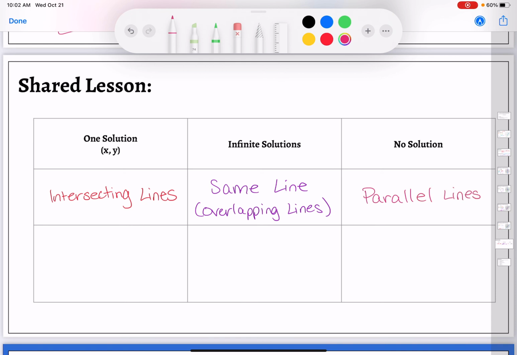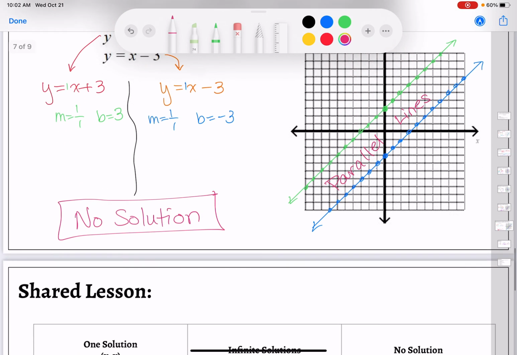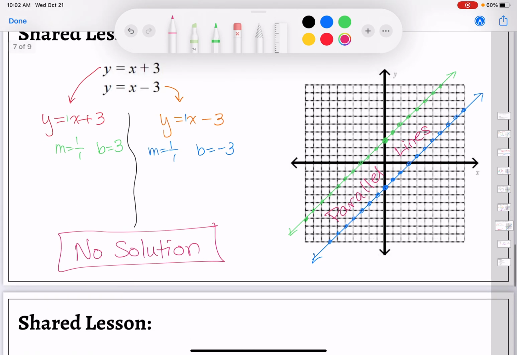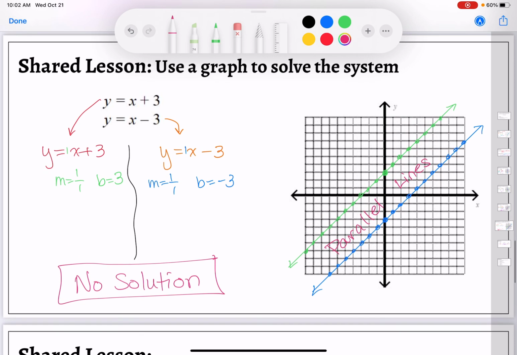And then our no solution, that was when we had parallel lines. Now, what I want to do in this bottom box is I want to go back and actually look at what our equations look like. What can we look for in our equations to know when I'm going to have parallel lines or when I'm going to have the same line? So when I'm putting them into slope intercept form, well, let's start with our no solution here, our parallel lines.